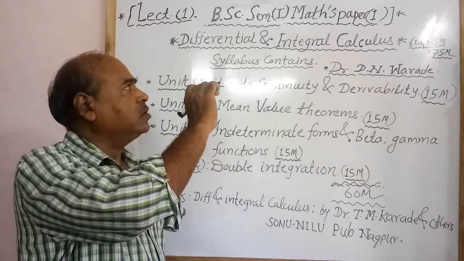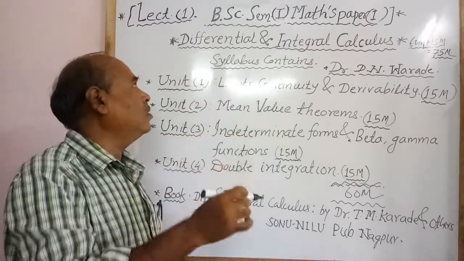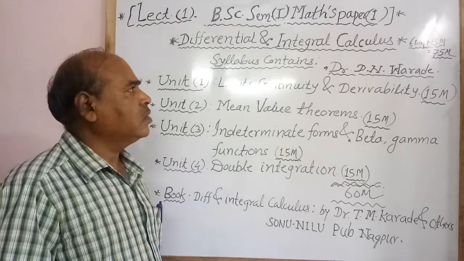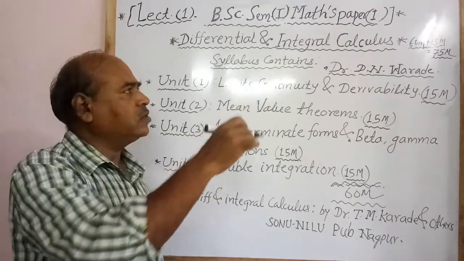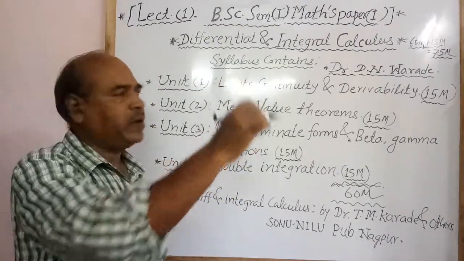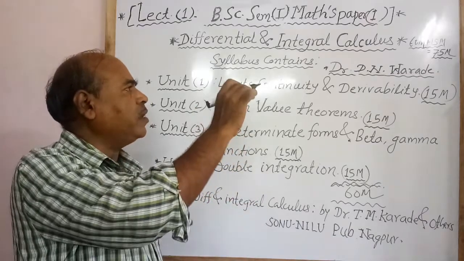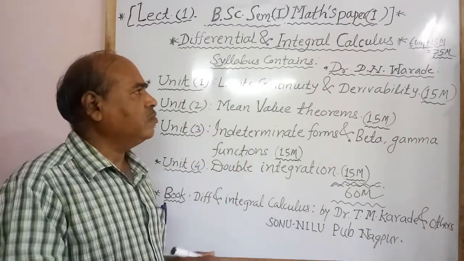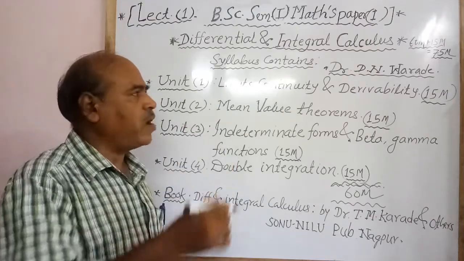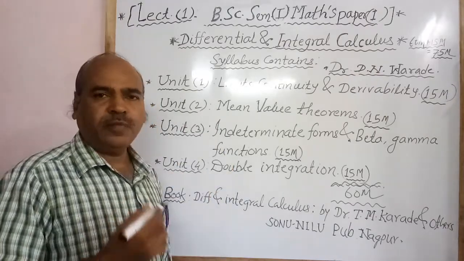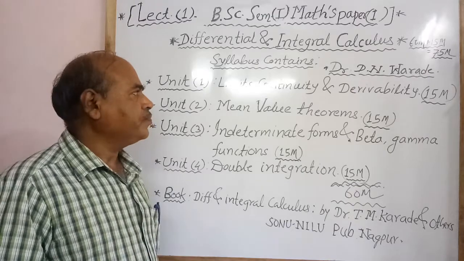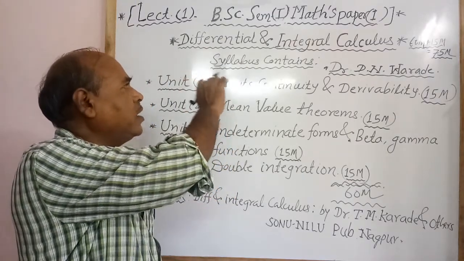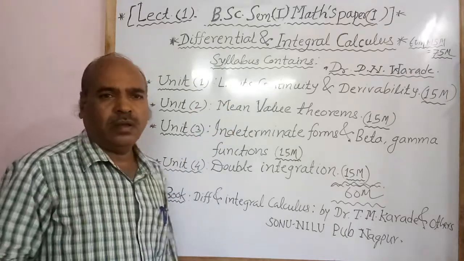We will study Mathematics Paper 1, Differential and Integral Calculus, which is of 60 marks and 15 marks for assignment, total 75 marks. There are two papers of mathematics, Paper 1 and Paper 2, each of 75 marks. Myself, Dr. D.N. Varade, we will study this Paper 1, Differential and Integral Calculus.